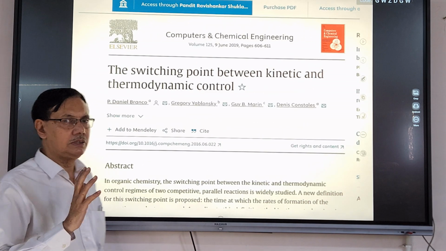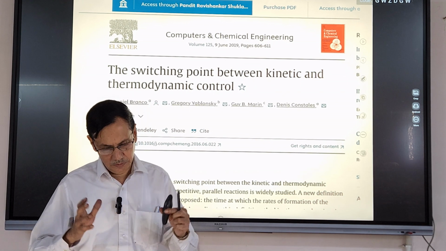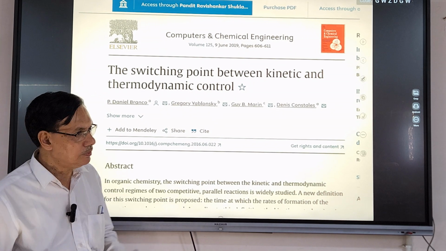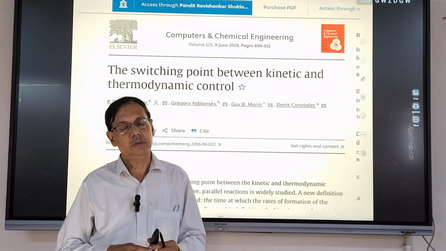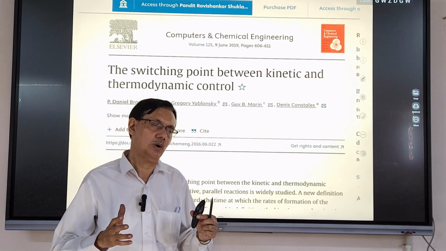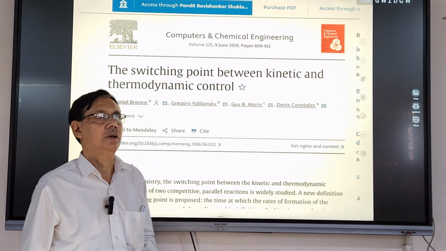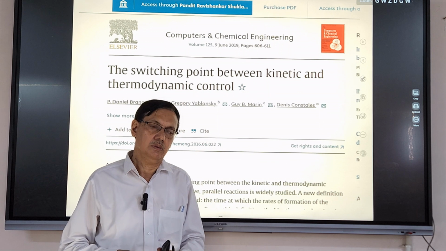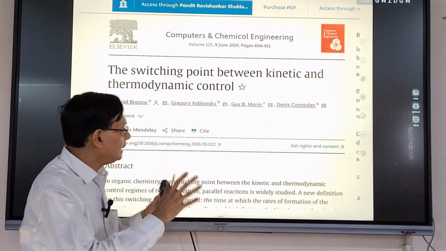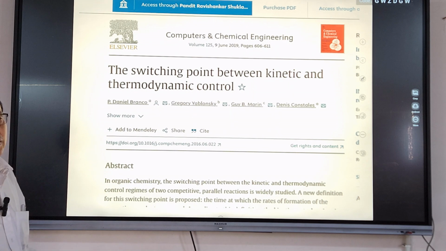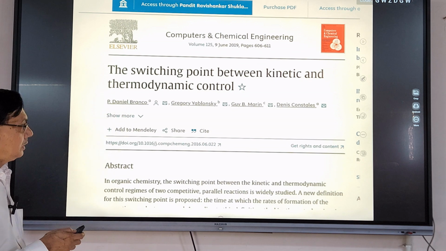One of the important aspects is that when you study the addition reaction of 1,3-butadiene and HBr, we observed that if the temperature is very low, the formation of the 1,2 product is more than 80%, and the 1,4 product is only 20%. But when we increase the temperature, we found that the 1,2 product is less, but the 1,4 product is high. So that means there is a switchover between kinetic control and thermodynamic control of the reaction. If you want to learn about this switching point between kinetic and thermodynamic control, you can also go through this paper.